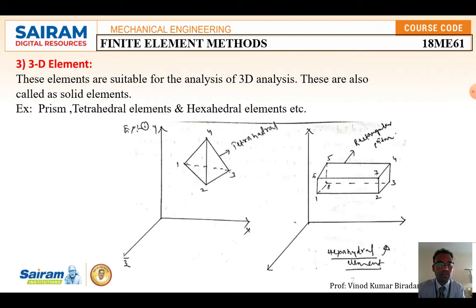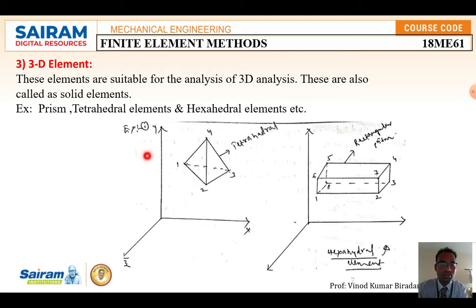Coming to the 3D element. These elements are suitable for 3D analysis problems. They are also called solid elements, like prism, tetrahedral element or hexahedral element. Three-dimensional objects are called 3D elements. This is a tetrahedral element. This is a rectangular prism. Look here, a 3-dimensional object. These are solid elements, two examples of 3D elements.